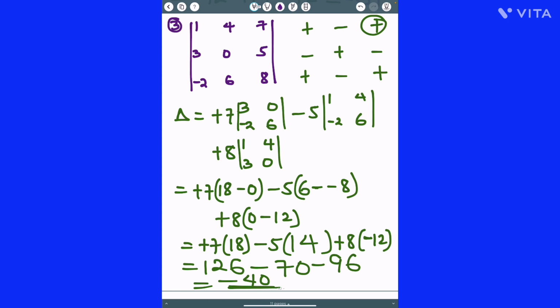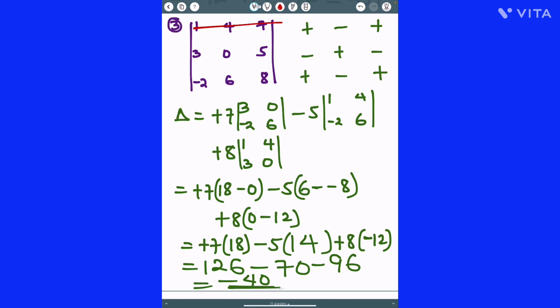Our determinant here, we want to find our determinant along the third column. So in the third column, it means I'll take 7. When I take 7, what should be its sign? Plus. So 7 times plus will give me plus 7. When I cross plus 7, what do I have left?